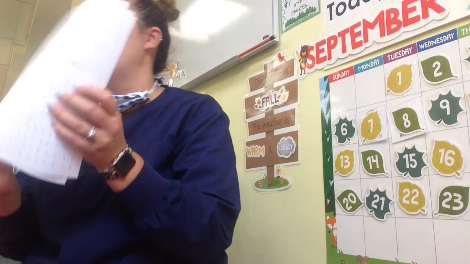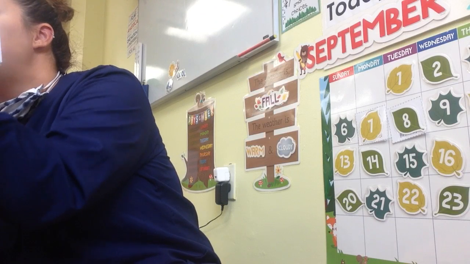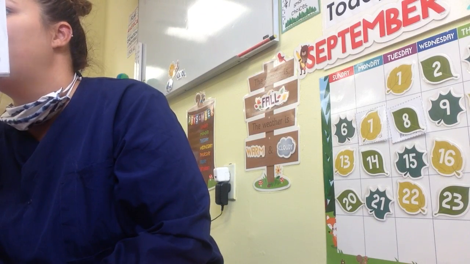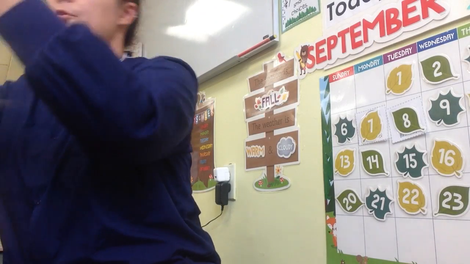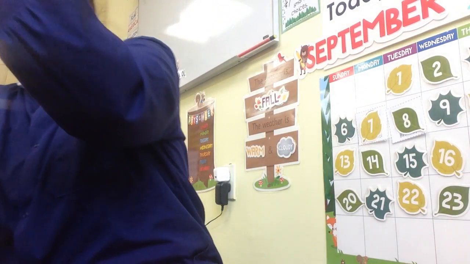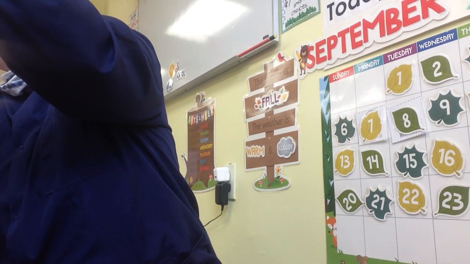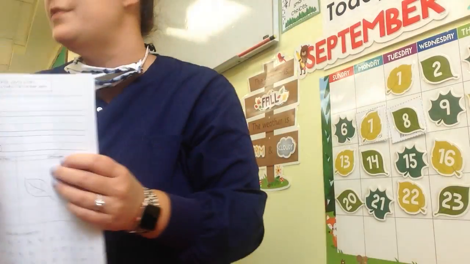So if you look at your paper from yesterday, if you look at your 0 page, it says you're going to put tally marks here. But you put none because we have no tally marks, 0. It says you're going to circle leaves, but you're going to circle 0 of them. So you don't circle any. And down here on the very bottom, you have to find all of the zeros and put a circle around them. It's a little zero hunt.